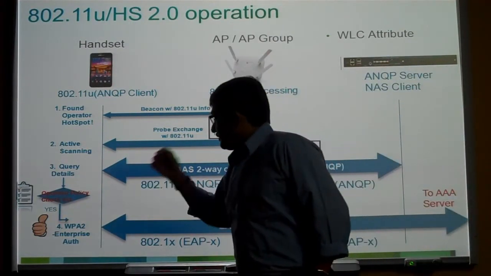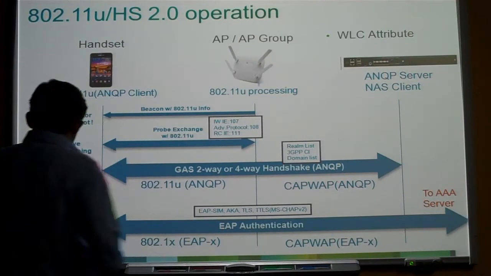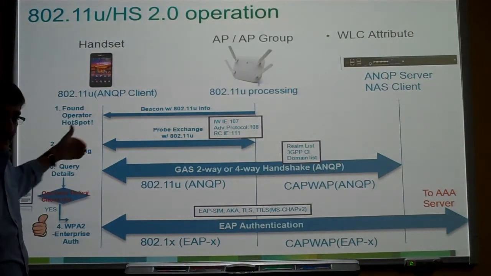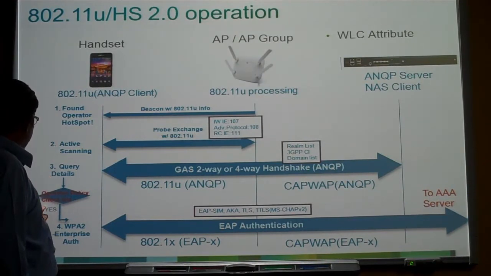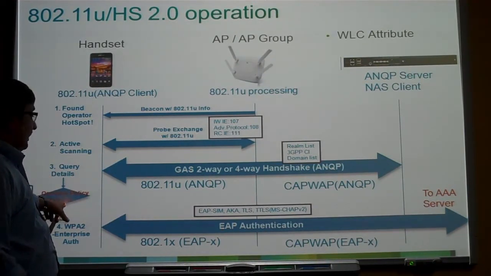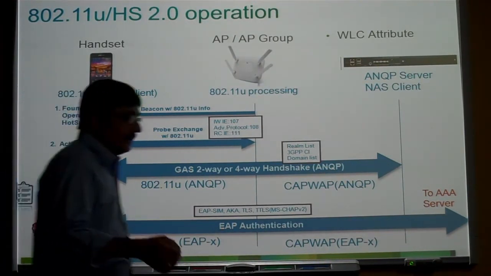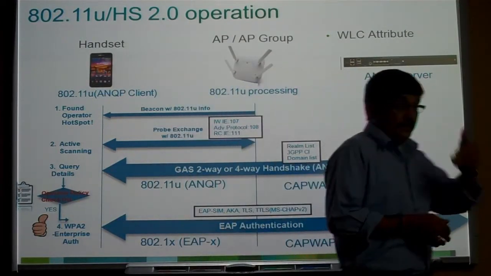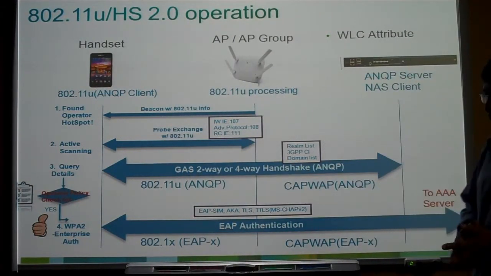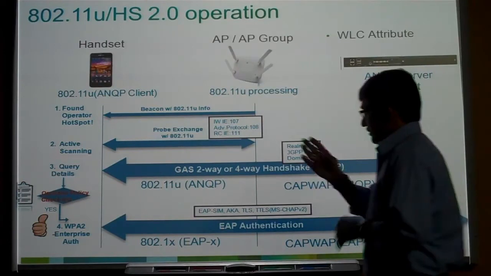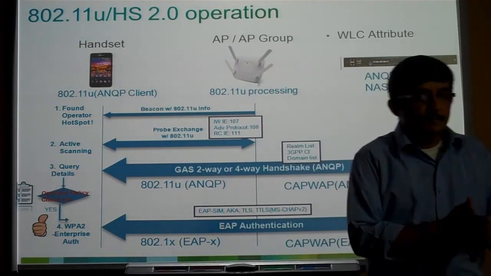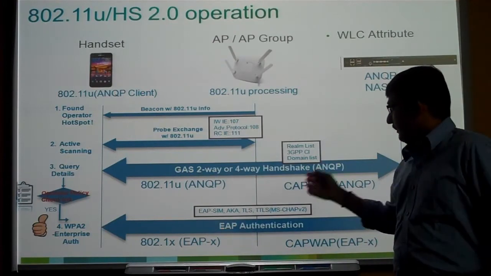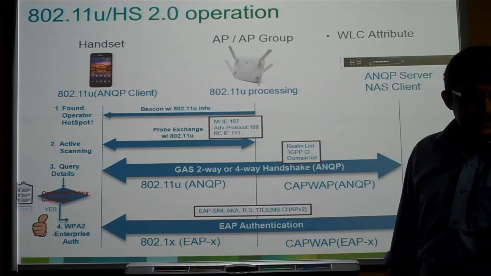Once the client queries, it is agreeing that yes, these are the services I'm looking for, it's matching. The handset has a certain pre-entered checklist. Everything is meeting. Yes, I want to associate with that network. So association begins, and then the authentication starts. Mainly 802.1x and then EAP methods.